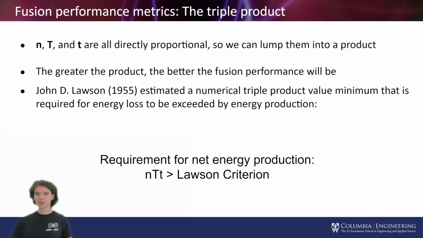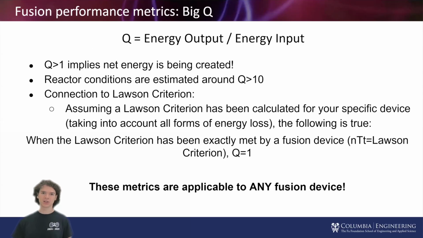So if you want net energy, or more energy produced than lost, or more energy out than in, you need a triple product that's greater than this loss criterion. And this is directly related to Q. Q is the energy out divided by the energy in. So this is why Q greater than 1 implies net energy, more energy out than in. In order to do a power plant, and remember, power plants need to be economic as well as producing a lot of energy, that's actually how they're economic, you need to have a Q greater than 10, or that's what it's estimated at least.